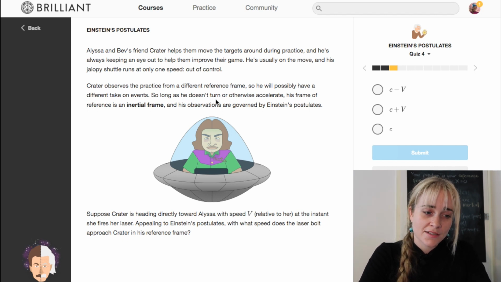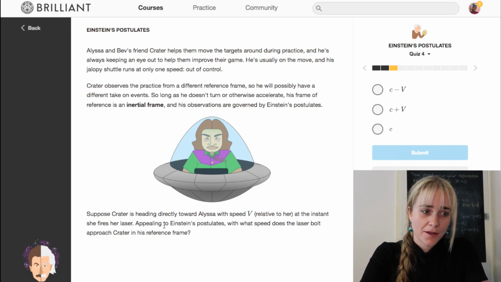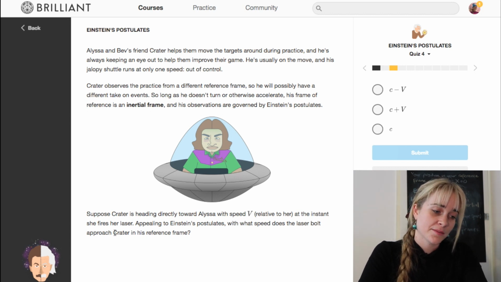So long as he doesn't turn or otherwise accelerate, his frame of reference is an inertial frame, and his observations are governed by Einstein's postulates. Okay, so that means the speed of light would be the same, and so will the laws of physics. Suppose Crater is heading toward Alyssa with a speed v relative to her. At the instant she fires her laser, with what speed does the laser bolt approach Crater in his reference frame?